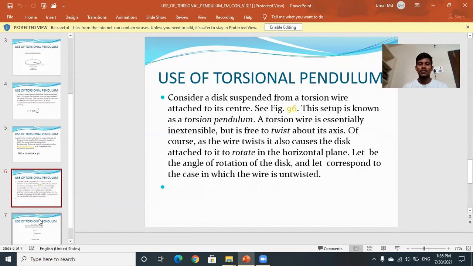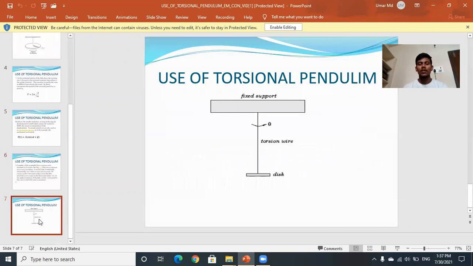Let θ be the angle of rotation of the disc and let θ = 0 correspond to the case in which the wire is untwisted. And this is the diagram, sir.